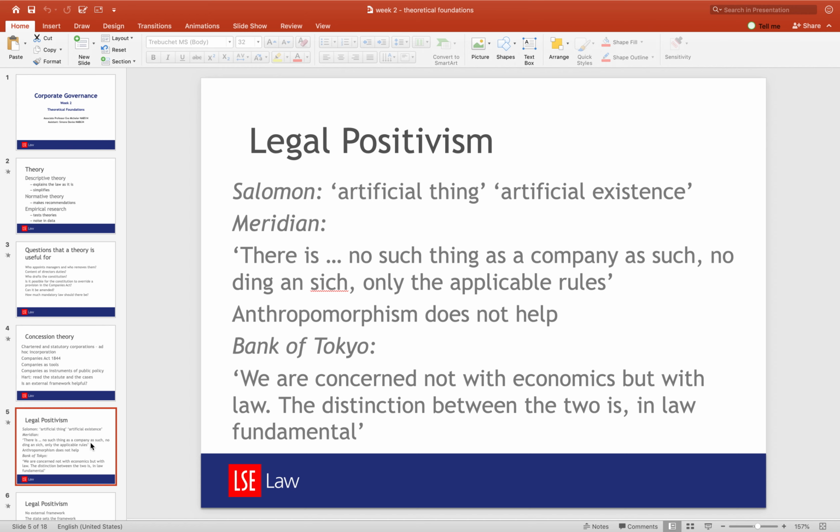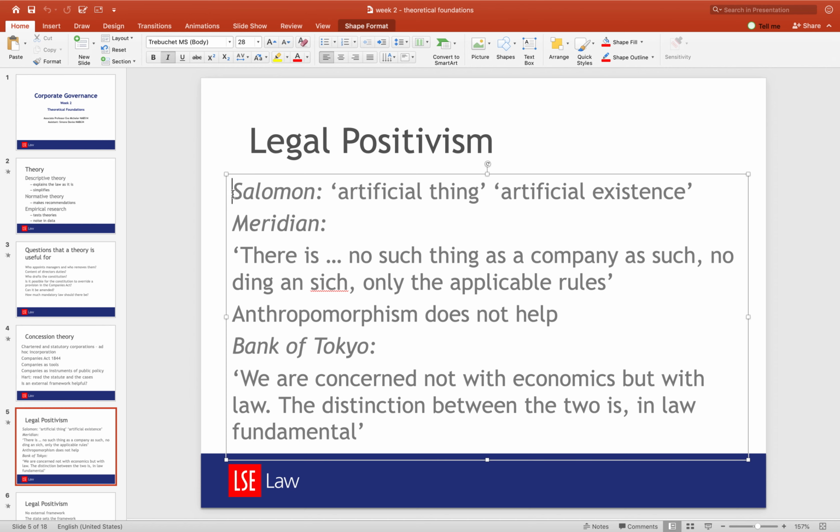If you take a legally positivistic framework, you're in good company. Not only would you follow Hart, there's also some case law that supports an approach rooted in legal positivism. So the famous Salomon case says companies are an artificial thing, have an artificial existence, and we need to understand the law on its own terms. In Meridian and Global Funds, a much more recent but very important case, there is the statement that there's no such thing as the company as such, no Ding an sich, there are only applicable rules. And the Ding an sich point is, of course, a reference to the German phrase, the thing as such.